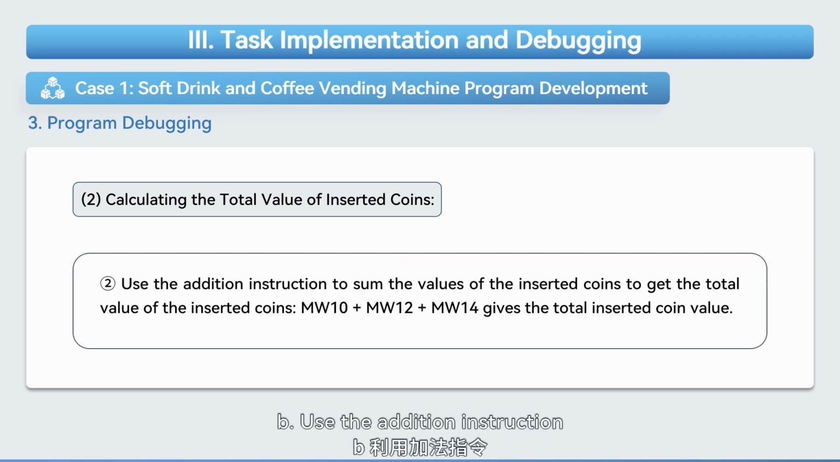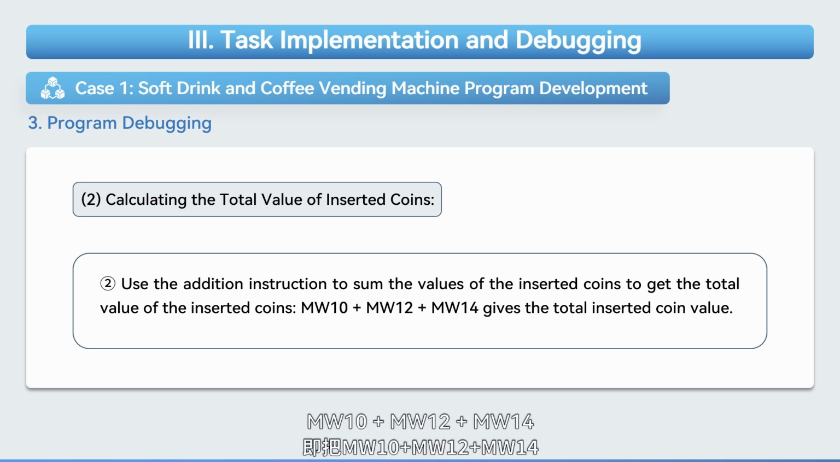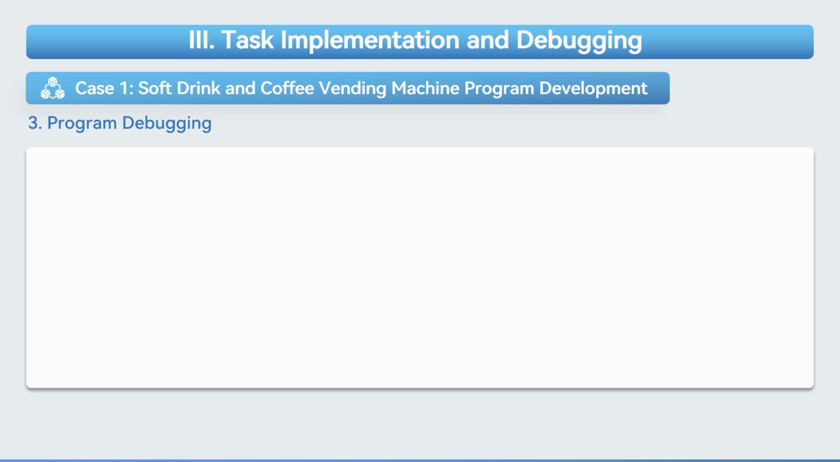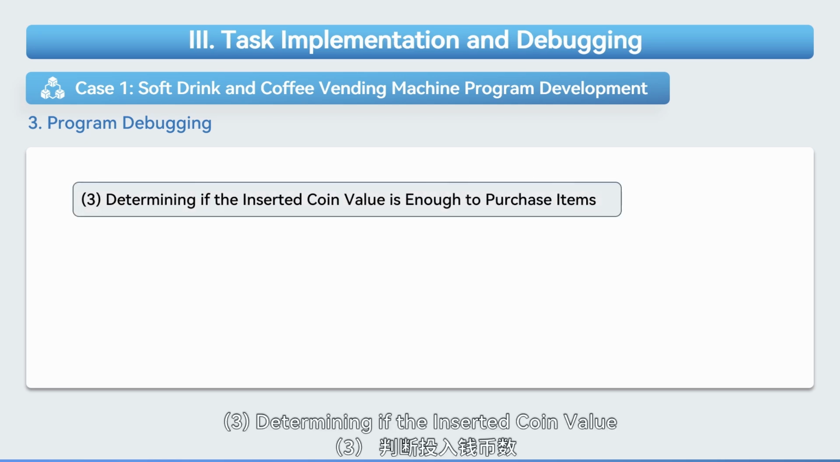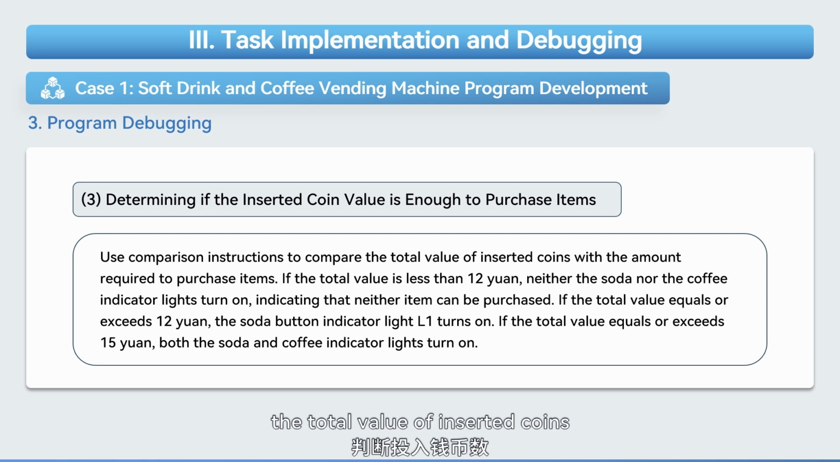B. Use the addition instruction to sum the values of the inserted coins to get the total value of the inserted coins. MW10 plus MW12 plus MW14 gives the total inserted coin value. 3. Determining if the inserted coin value is enough to purchase items. Use comparison instructions to compare the total value of inserted coins with the amount required to purchase items.